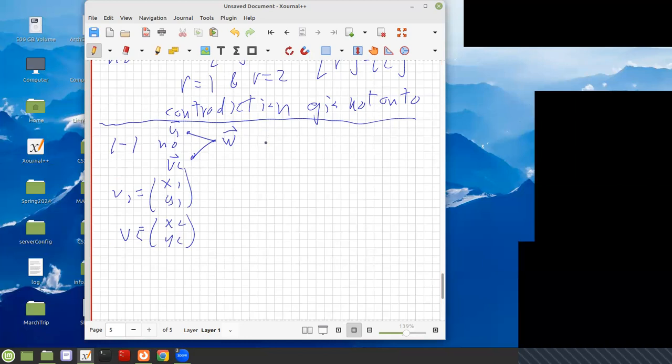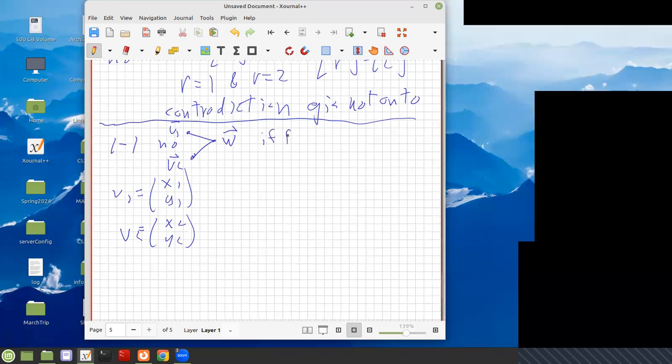We want to say that the condition is, how to say it, given that f of v1 equals w1 and f of v2 equals w2, if w1 equals w2, that's going to imply that v1 equals v2.